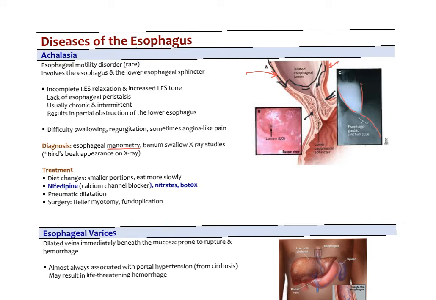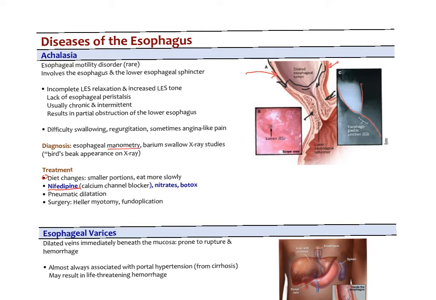Usually the treatments are, for more minor cases, diet changes, eating smaller portions, eating more slowly. There are medications that are given. Nifedipine is what's called a calcium channel blocker. Calcium is needed for smooth muscle to contract. This is the calcium inside the smooth muscle cells that's stored in a special little organelle called the sarcoplasmic reticulum. And when the muscle fibers need to contract, the sarcoplasmic reticulum releases calcium, and that causes contraction. Well, calcium channel blockers inhibit that process.